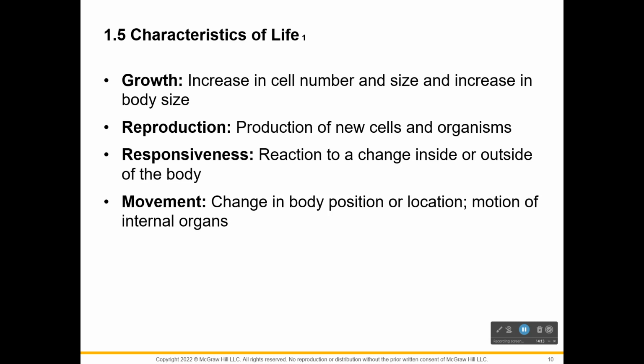And so what that can mean is we're growing in body size, but we're doing this by increasing our cell number. And so actually the second bullet, reproduction, well, cells reproduce to help us grow, but they're also talking about we can reproduce by making whole new organisms like a baby. We are responsive to our environment, both internal environments and external environments, and we react to those. And then we can change our body position and location.